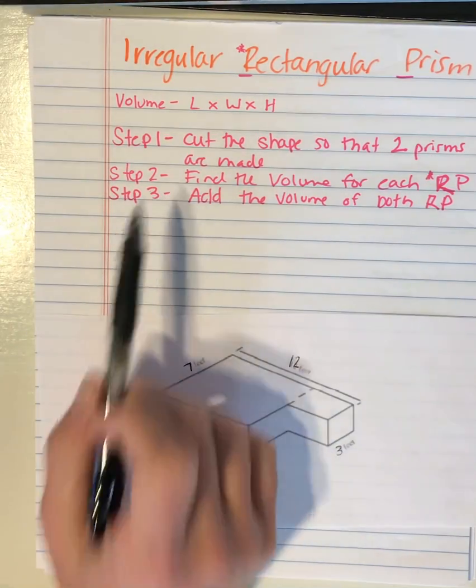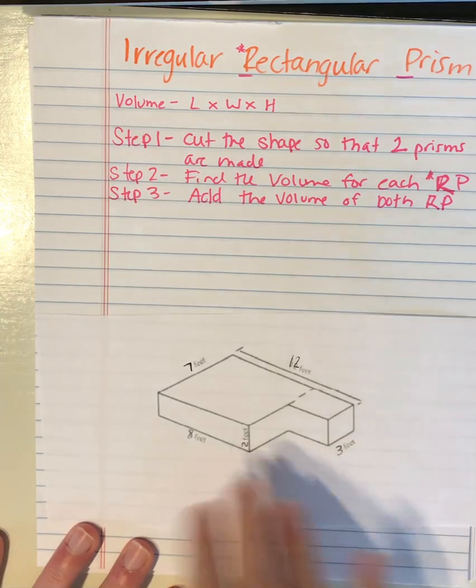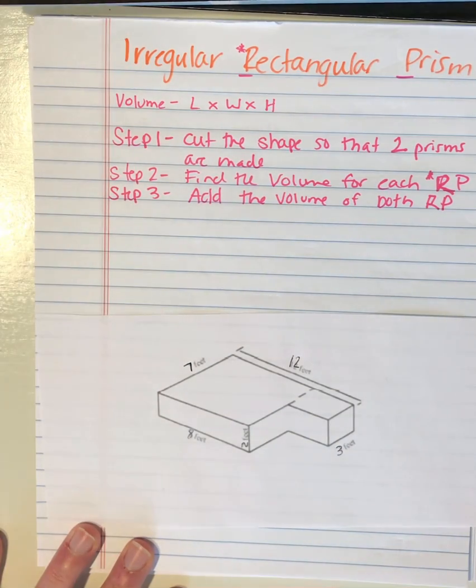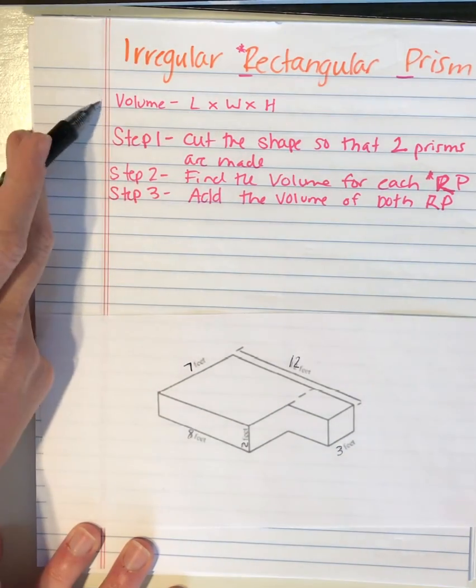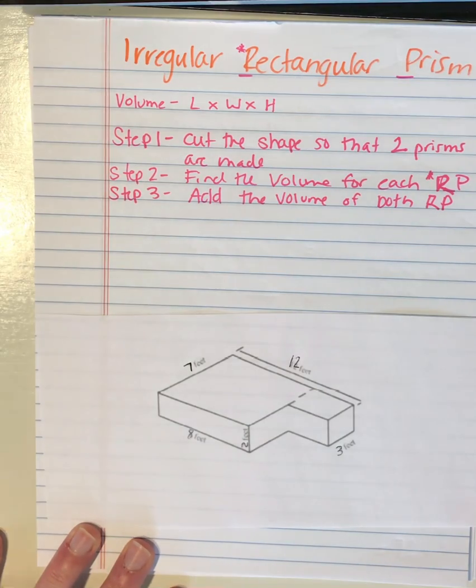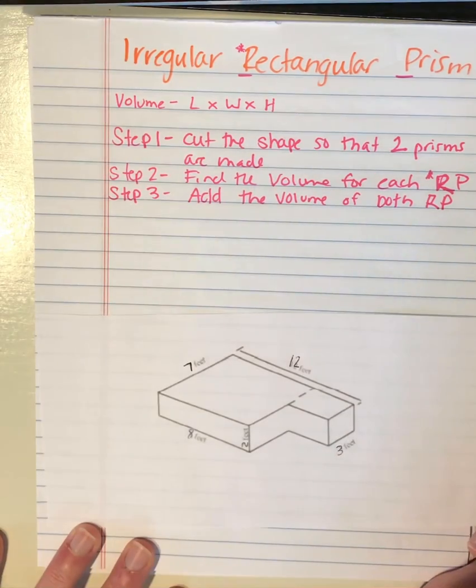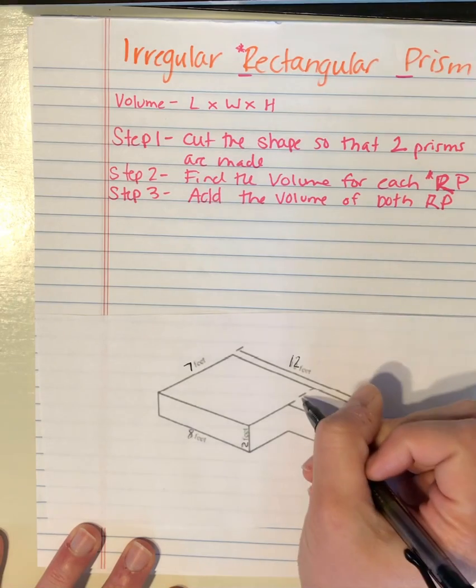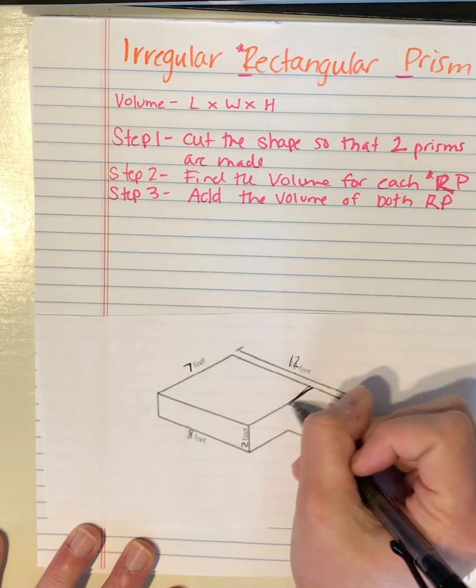So I'm going to review these steps. First of all, I'm like, whoa, this is definitely an irregular rectangular prism. So I can't just use this volume formula. I have to follow these 3 steps. Step number 1, cut the shape so that 2 prisms are made. This one's actually already cut for us.